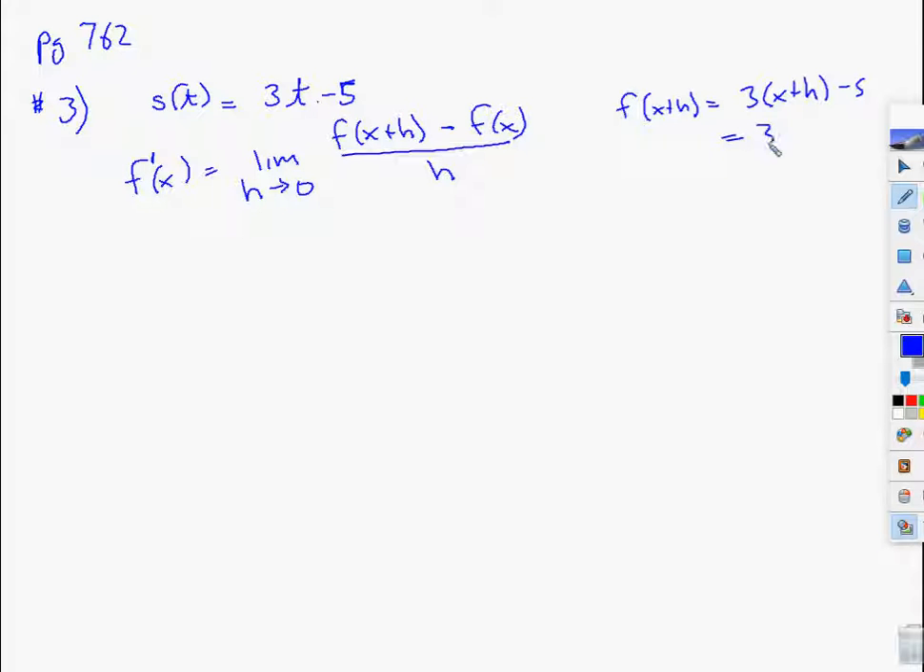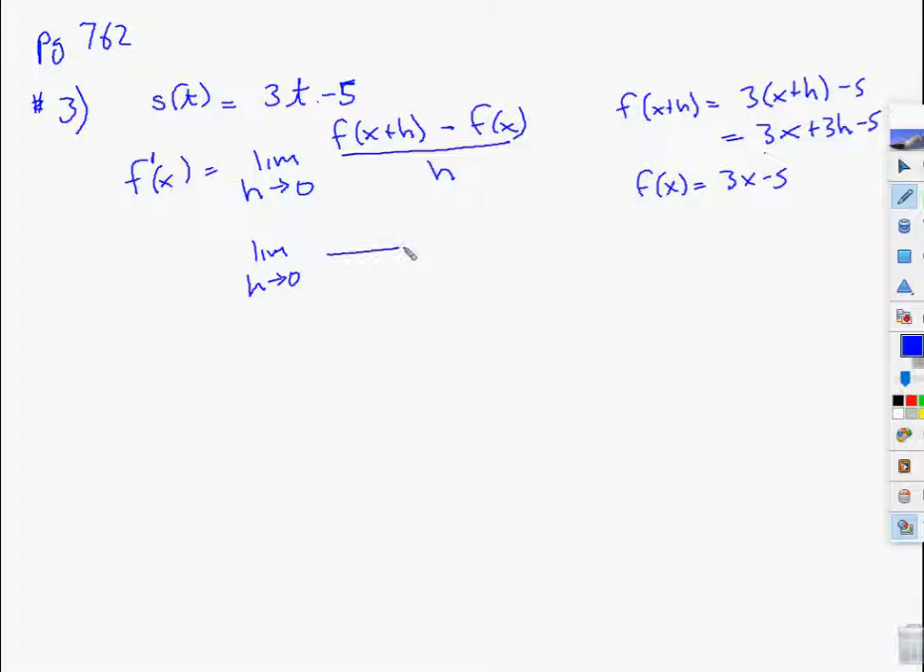And I'm going to go ahead and simplify that to 3x plus 3h minus 5. And then f of x, I know what that is. That is this 3x minus 5. And then I'm subtracting them. I'm just going to go ahead and do that work right here. So I do this, subtract this.